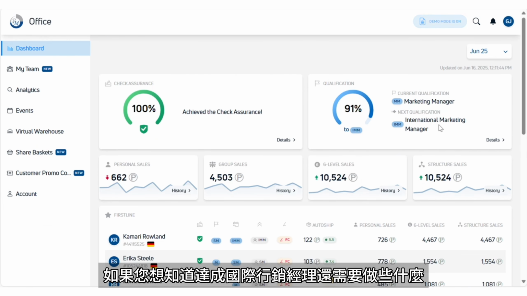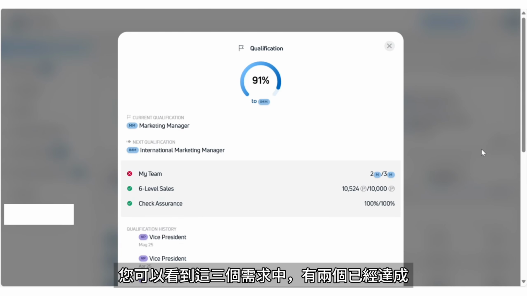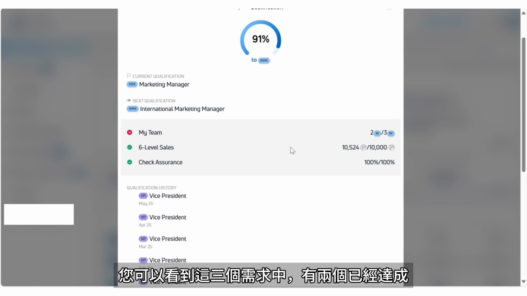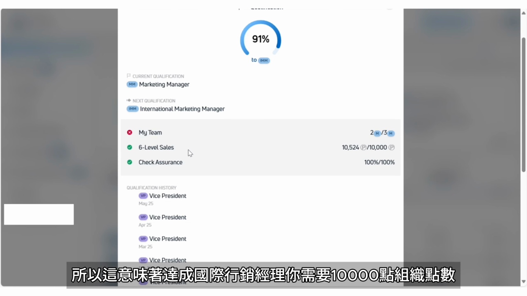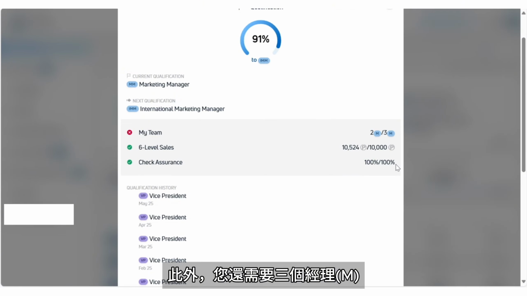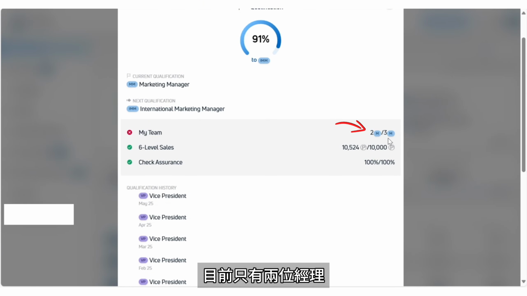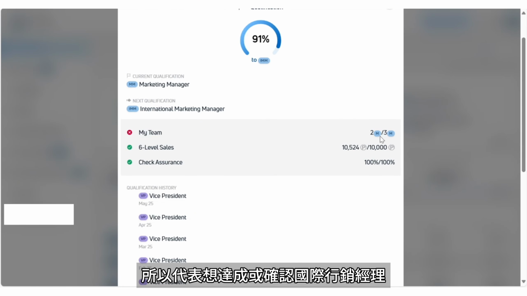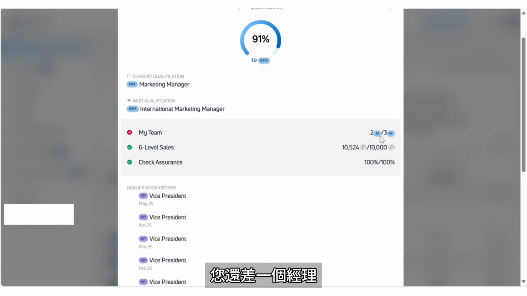And if you want to find out what is missing to achieve the international marketing manager, you see out of the requirement, 2 of 3 are already done. So that means to achieve international marketing manager, you need to have 10,000 points. With 10,524, this is already done. You have to have check assurance. It is already done. So you need to have 3 managers. At the moment, only 2 managers are existing. So with the next manager leg, you are qualified or confirmed international marketing manager.